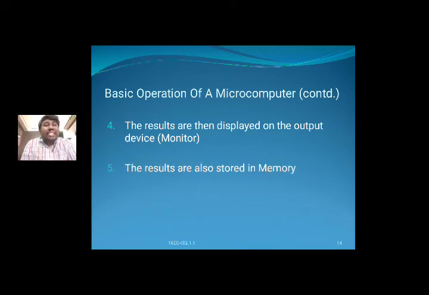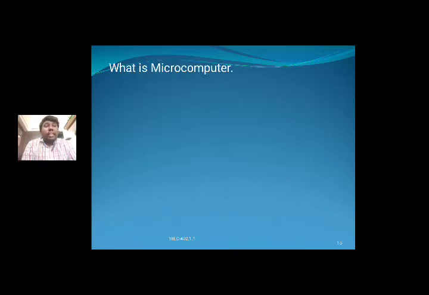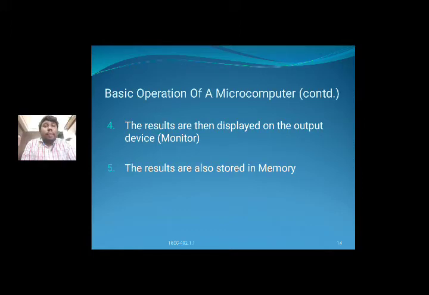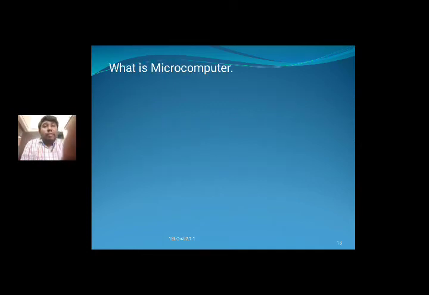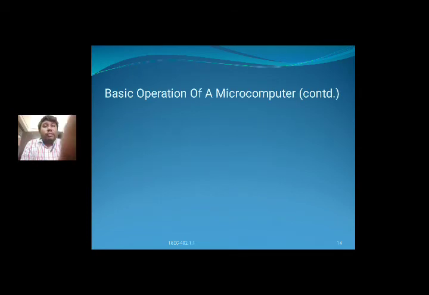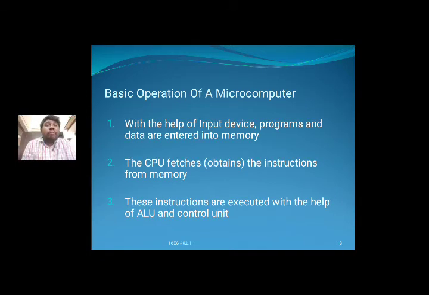The results are then displayed on the output device like a monitor. The results are also stored in the memory. These are the five points related to the basic operation of the microcomputer. Once again I am repeating: with the help of the input unit, like a keyboard or mouse, we enter the programs and data into the memory.